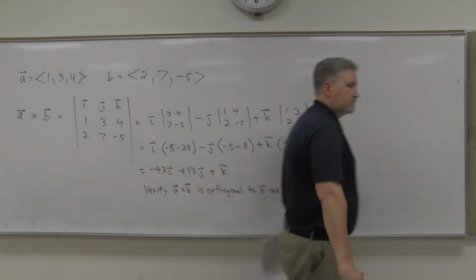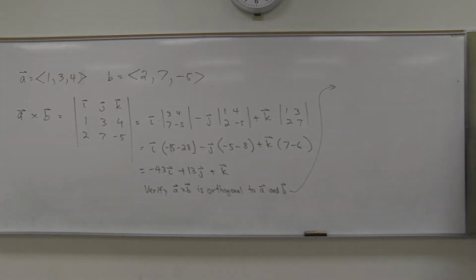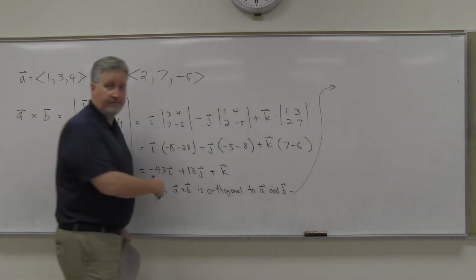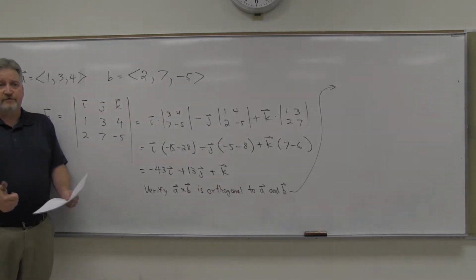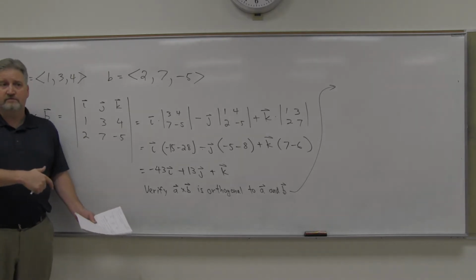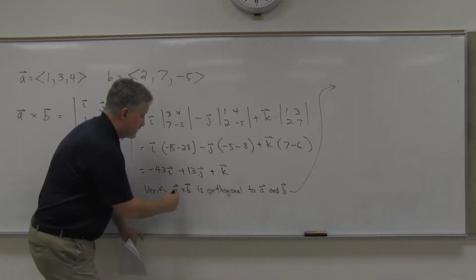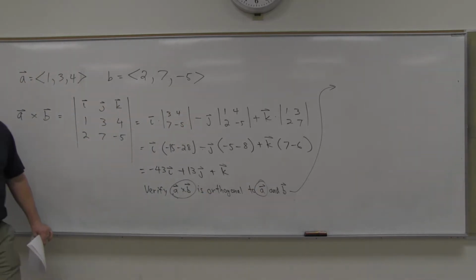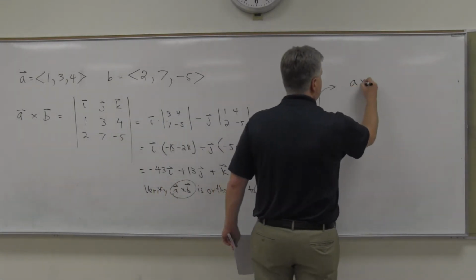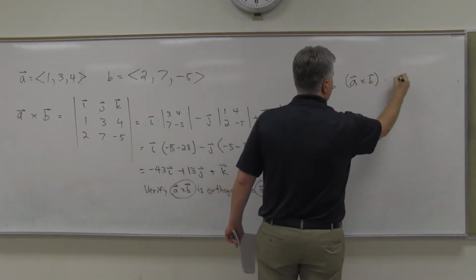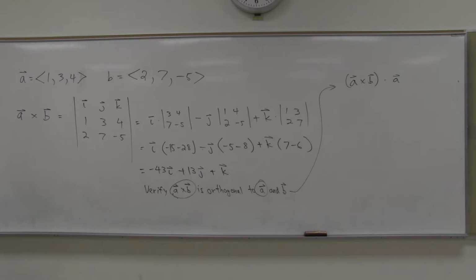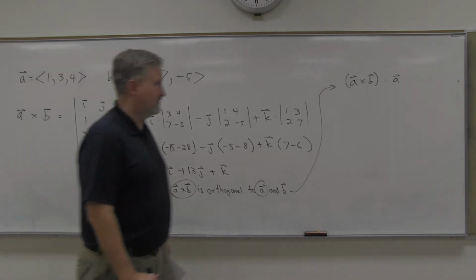How do I do that? Orthogonal means they're perpendicular. What's the easy way to show that they're orthogonal? It's the dot product, right? If the dot product of two vectors is 0, then they're orthogonal. So this just means show that if I do the dot product of A cross B, dot that with just A, see what that is. We know that if they're orthogonal, it should be 0, so that's what we're showing.